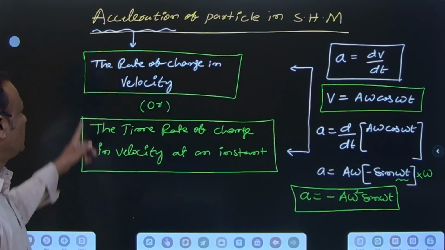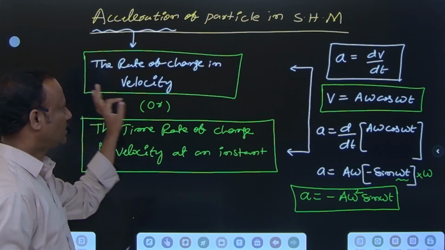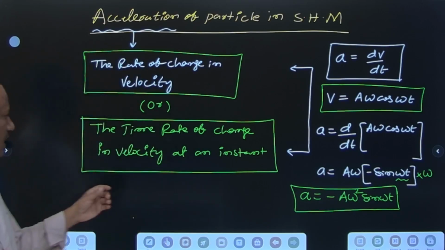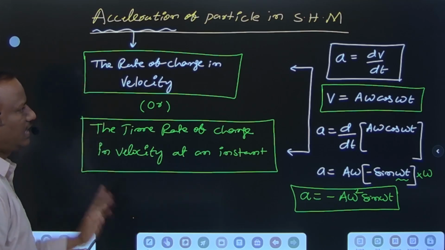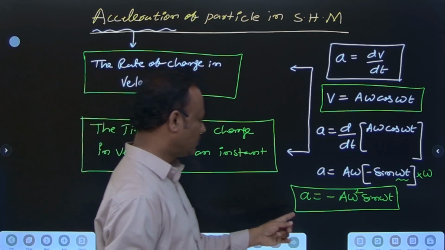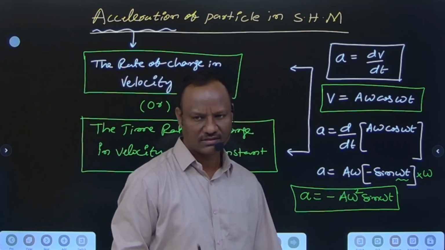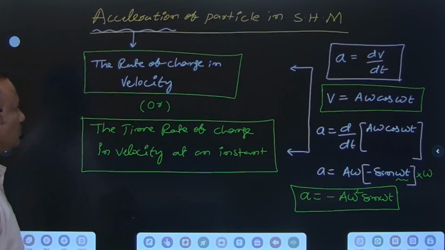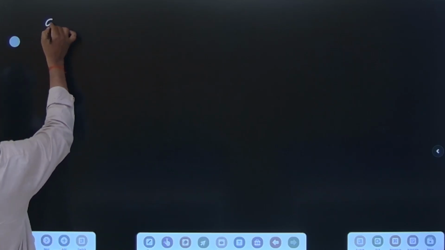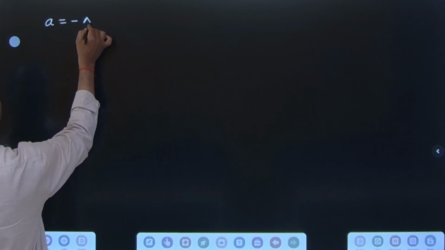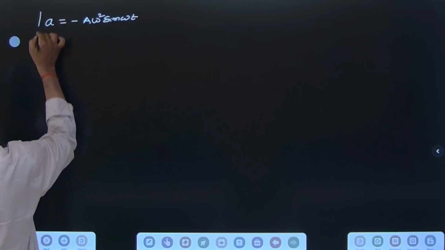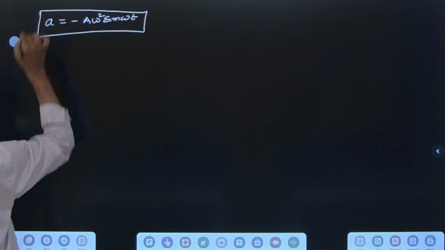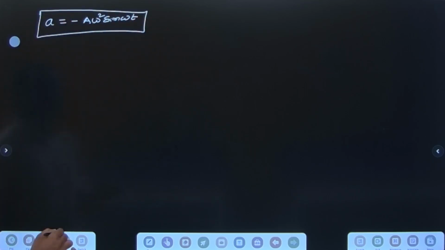So acceleration is the rate of change in velocity, or the time rate of change in velocity at any instant. Acceleration a is equal to minus A omega square sin omega t. So this is the acceleration of the particle in SHM.